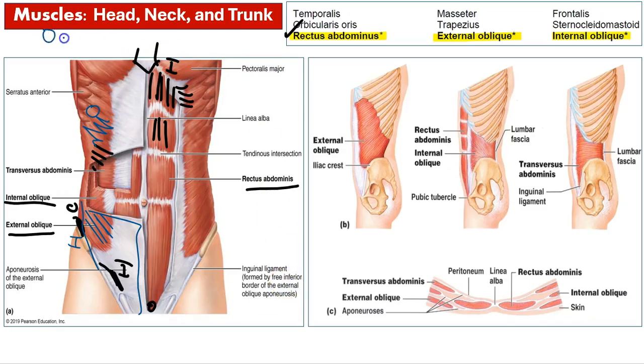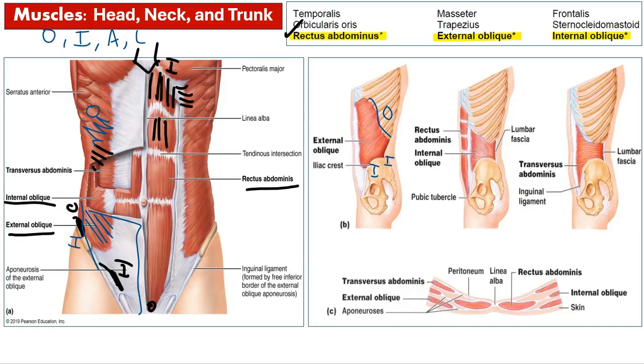So remember, we need to know the origin, the insertion, the action or the function, and the location for these 3 that are in bold. So let's focus on the external oblique. We see it laterally here. It's way easier to understand the origin points and insertion points. So again, these lower 8 ribs is where the origin point is going to be. And then we have that iliac crest, and of course the pubic crest as well, which is going to be our insertion point. What else do we see?